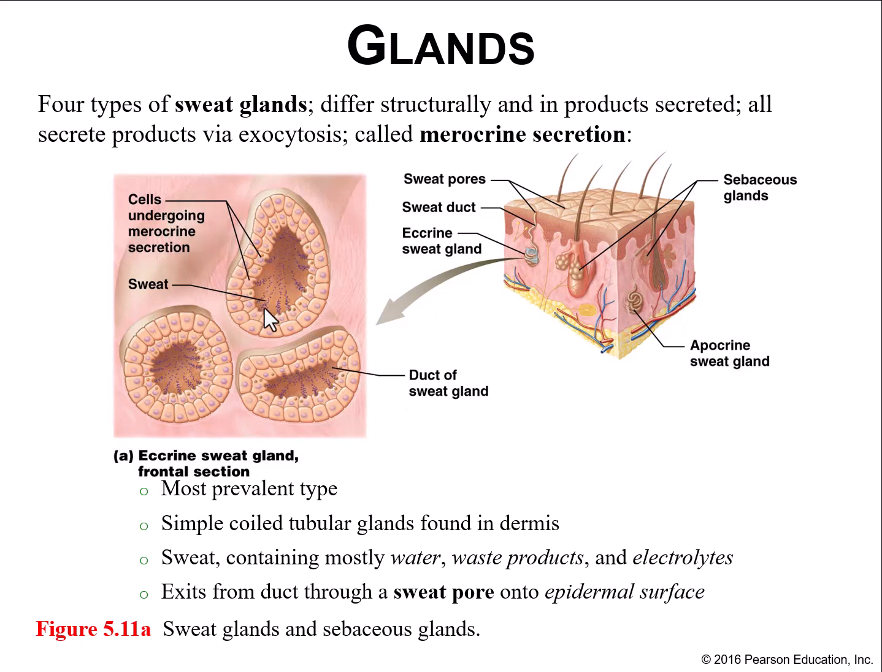Merocrine secretion is where the cell makes the substance and then releases it via exocytosis. The cell remains intact and healthy and continues to secrete, and then stays healthy. It's a simple coiled tubular gland, mostly containing water, waste products, and electrolytes, and again, exits right onto the epidermal surface.